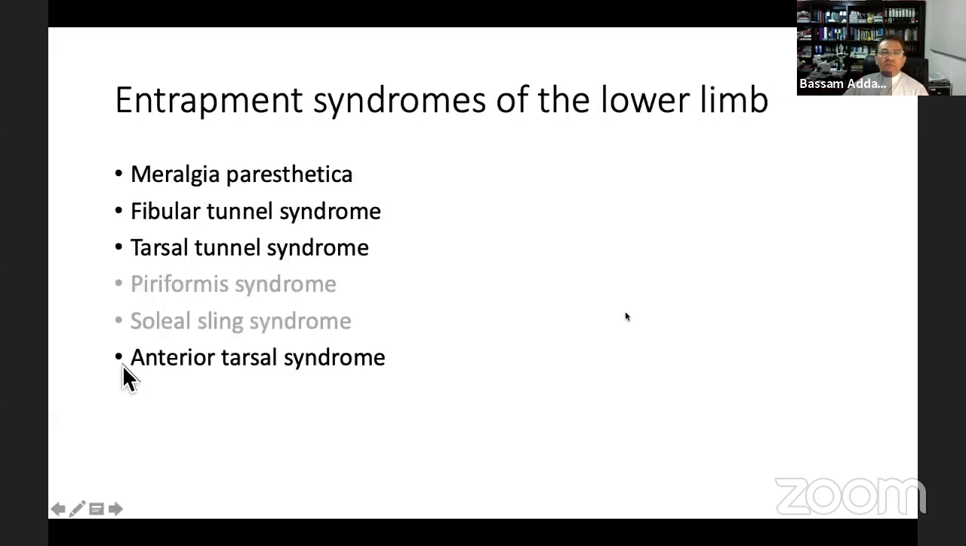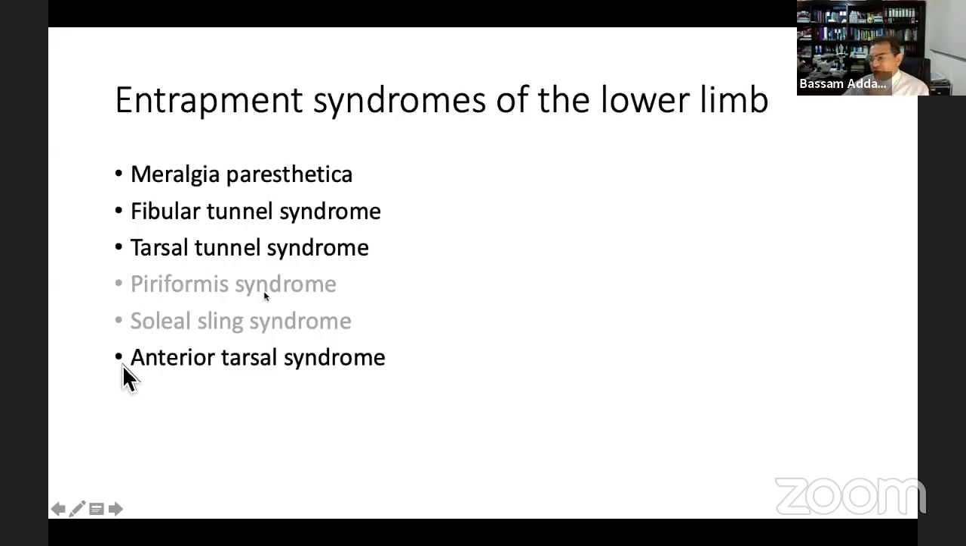Entrapments of the lower limbs: the commonest is meralgia paresthetica due to entrapment of the lateral femoral cutaneous nerve, fibular tunnel syndrome, which is entrapment of the common peroneal nerve, and tarsal tunnel syndrome, entrapment of the distal tibial nerve.